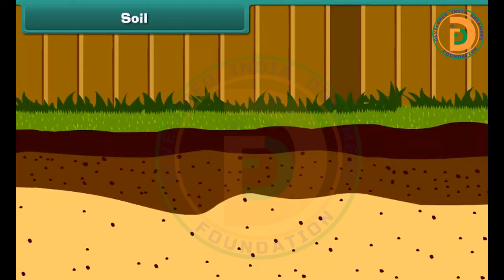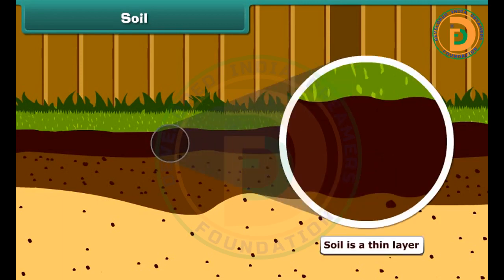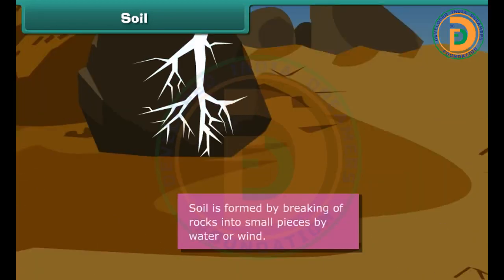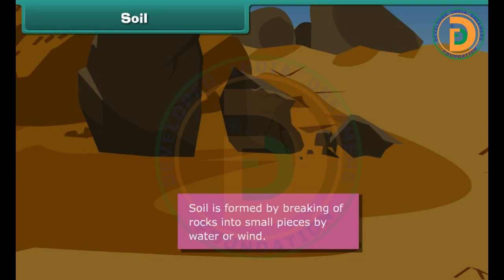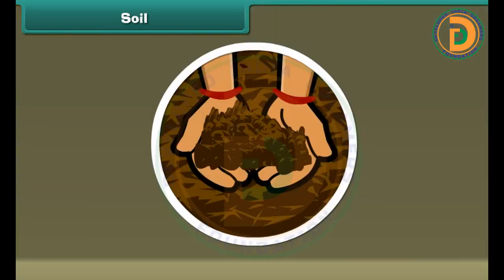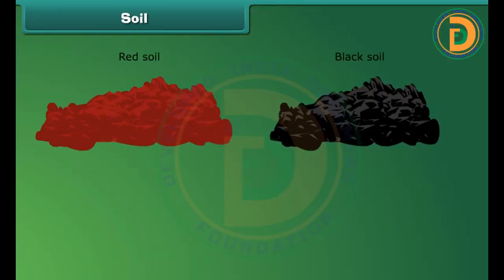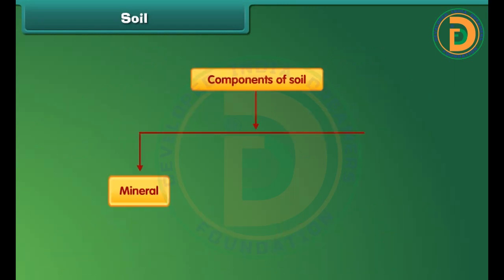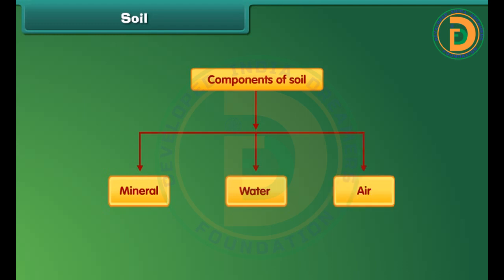Now we move on to another interesting topic of this course, that is soil. Soil is a thin layer of the earth's crust. It is formed by the breaking of rocks into small pieces by the influence of water or wind. Soils are of different types, such as red soil, black soil, coarse soil, and fine soil. Minerals, water, and air are the three important components of soil.